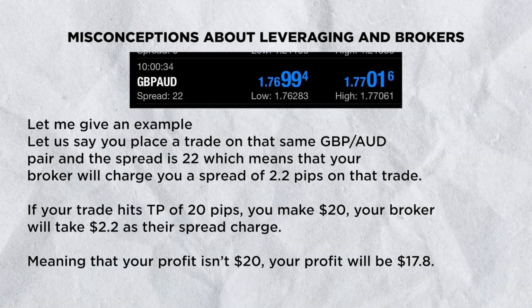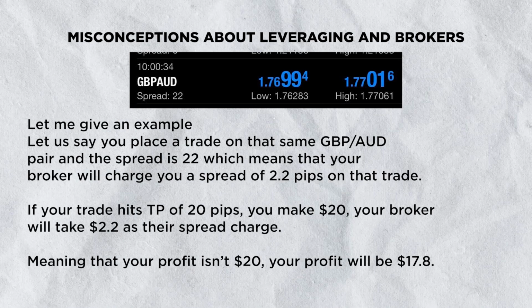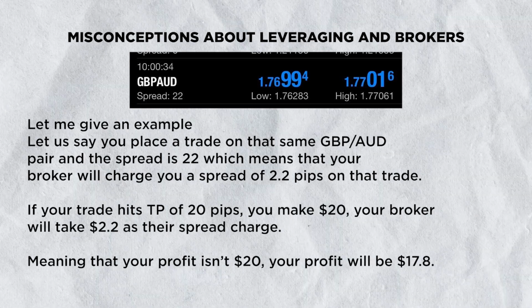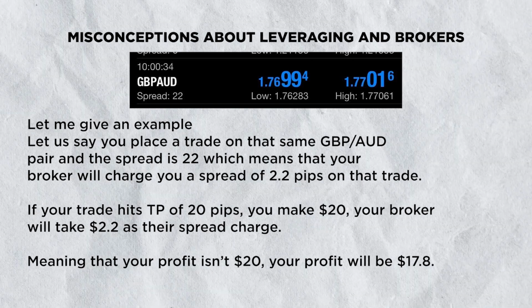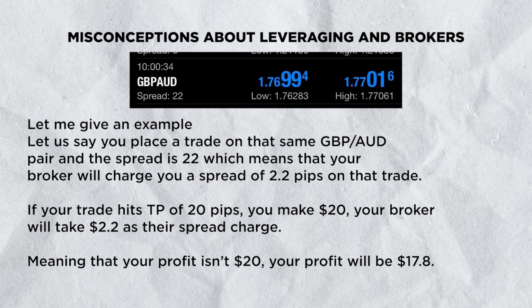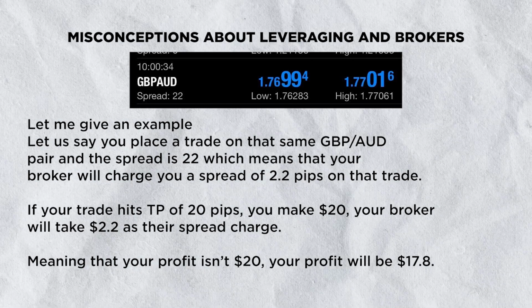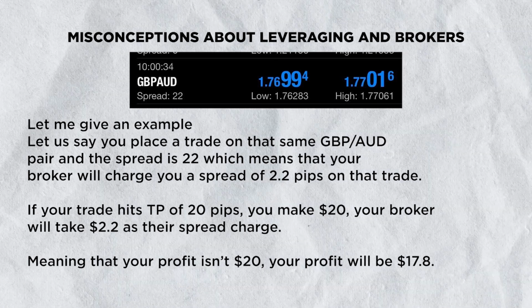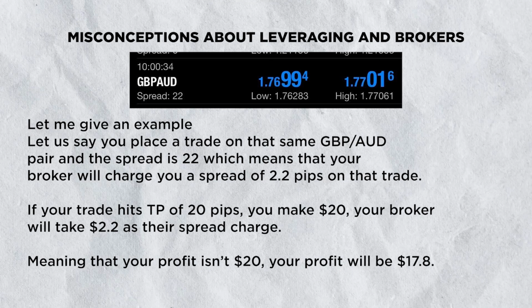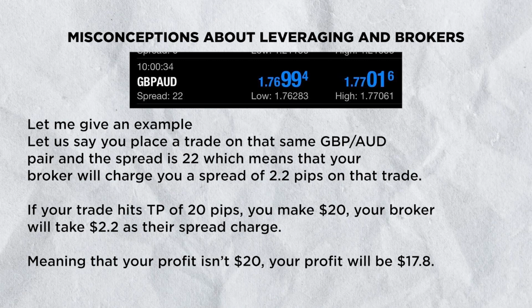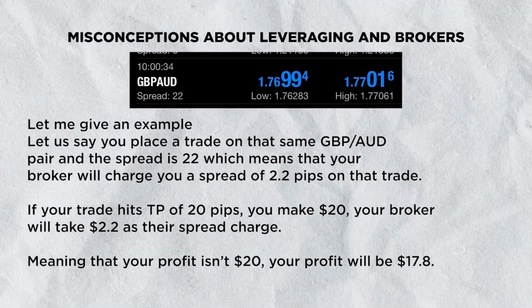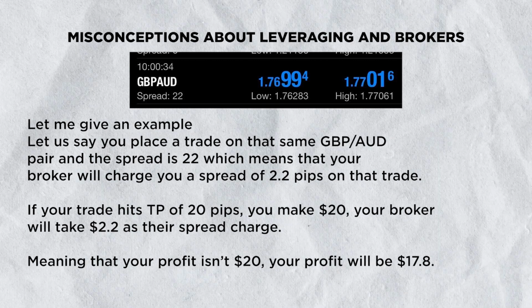Let me give an example. Let us say you place a trade on that same GBP-AUD pair and the spread is 22, which means that your broker will charge you a spread of 2.2 pips on that trade. If your trade hits TP of 20 pips, you make $20, your broker will take 2.2 as their spread charge, meaning that your profit isn't $20, your profit will be 17.8.